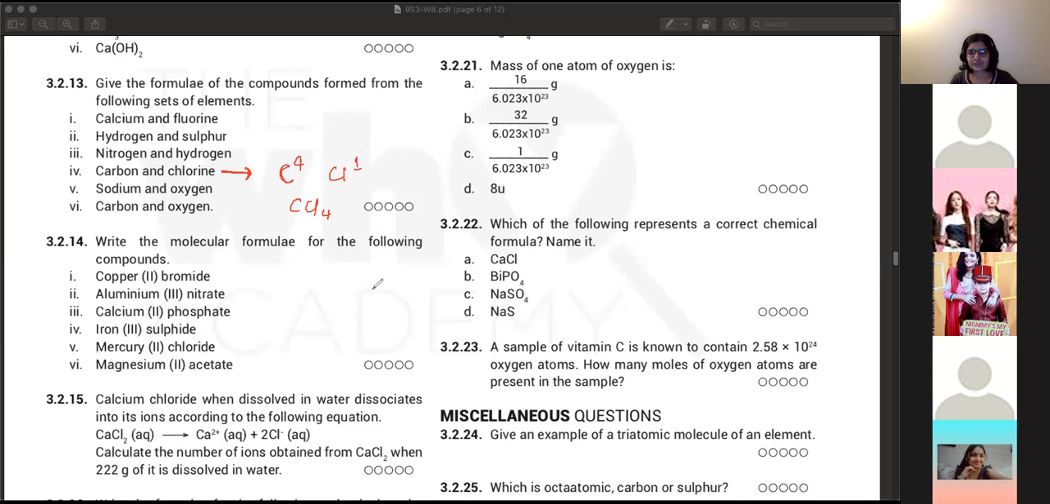So this won't be CCl. When writing the valency, shouldn't we write C4 minus? Because it's C4 plus because it's a valency? Yeah, so usually you have to write that, but I just wrote it for your clarity's sake. If you're showing the proper crisscross and everything, cations should be mentioned as plus and anions will be mentioned as minus.